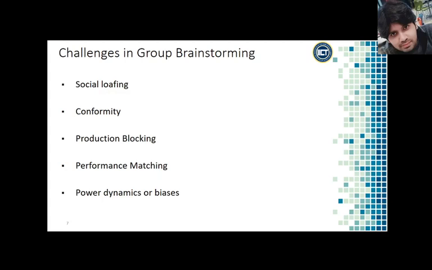Now note that this doesn't mean group brainstorming should be avoided altogether. What it means is that we should enter into group brainstorming with strong ideas of how to address these issues, ideally after a phase of individual brainstorming has already occurred.